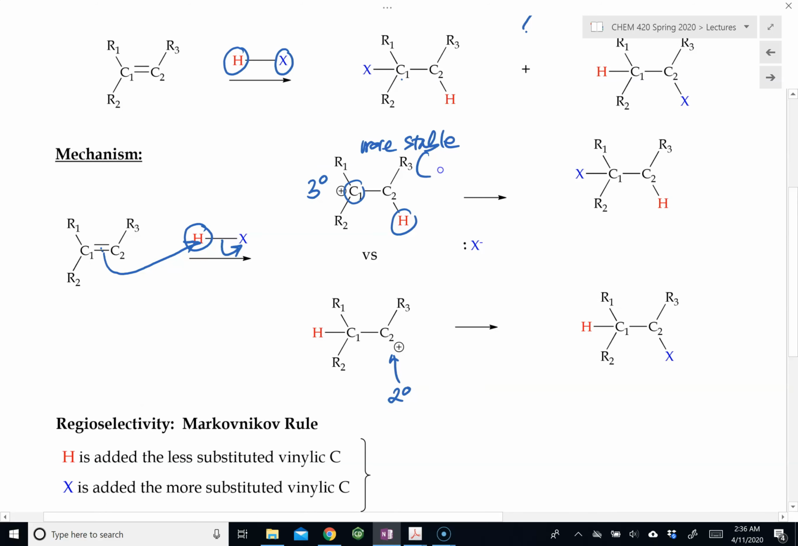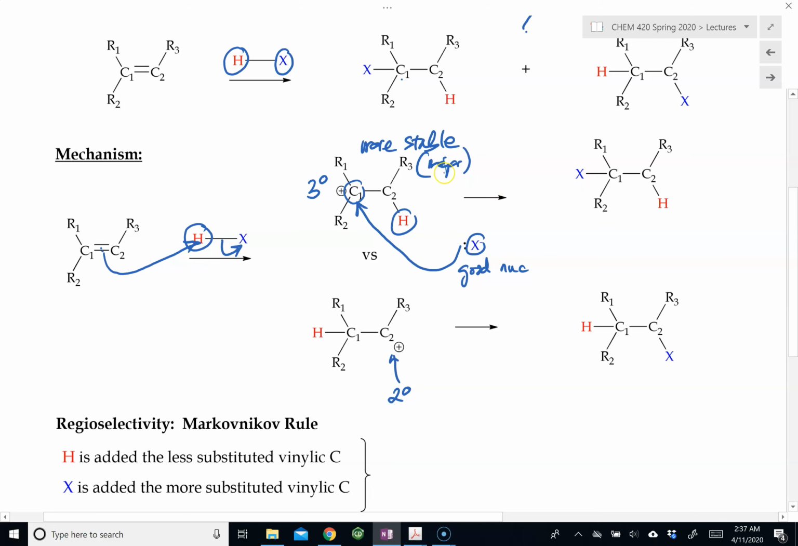And therefore, the major product would be the formation of this tertiary carbocation intermediate. Once we form it, our X now breaks off with the electrons. We can see that this is a good nucleophile, and it will come in and attack our carbocation. If this were to form, it will come in and attack it, producing this product, where the halogen is added to carbon 1.